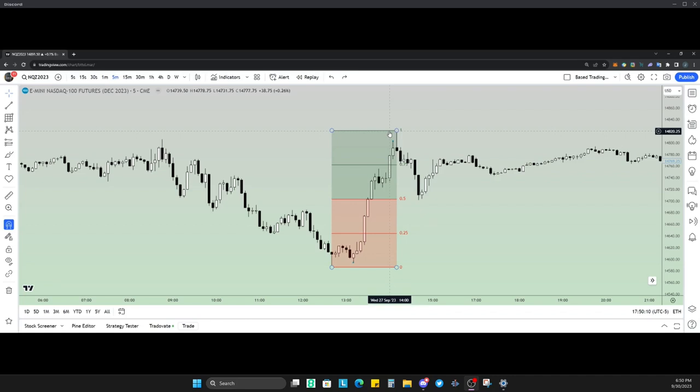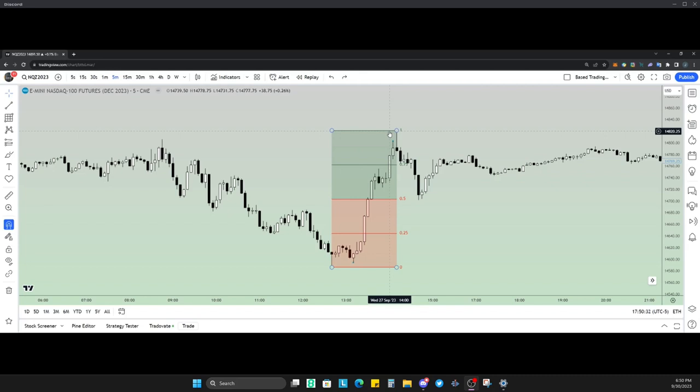IPDA is the interbank price delivery algorithm, if you didn't know that. It's an algorithm that has three or four programs coded into it. It's either going to institute a buy program, a sell program, chaos, or it will allow for a fourth input method where you can just manually intervene and set your own targets willy-nilly, which is manual intervention. And they do that all the time.